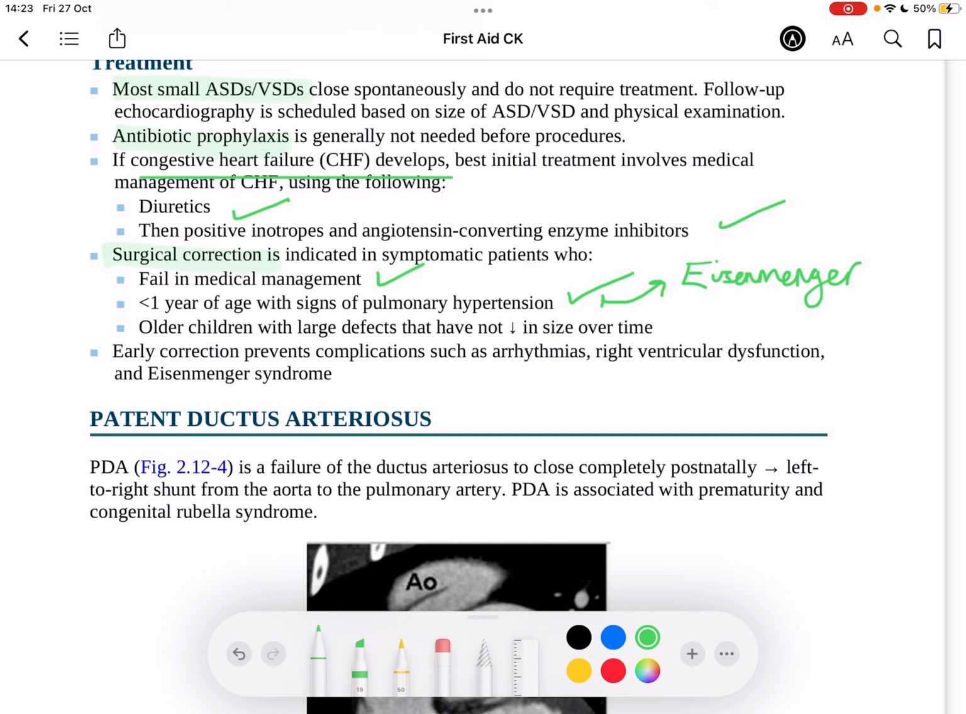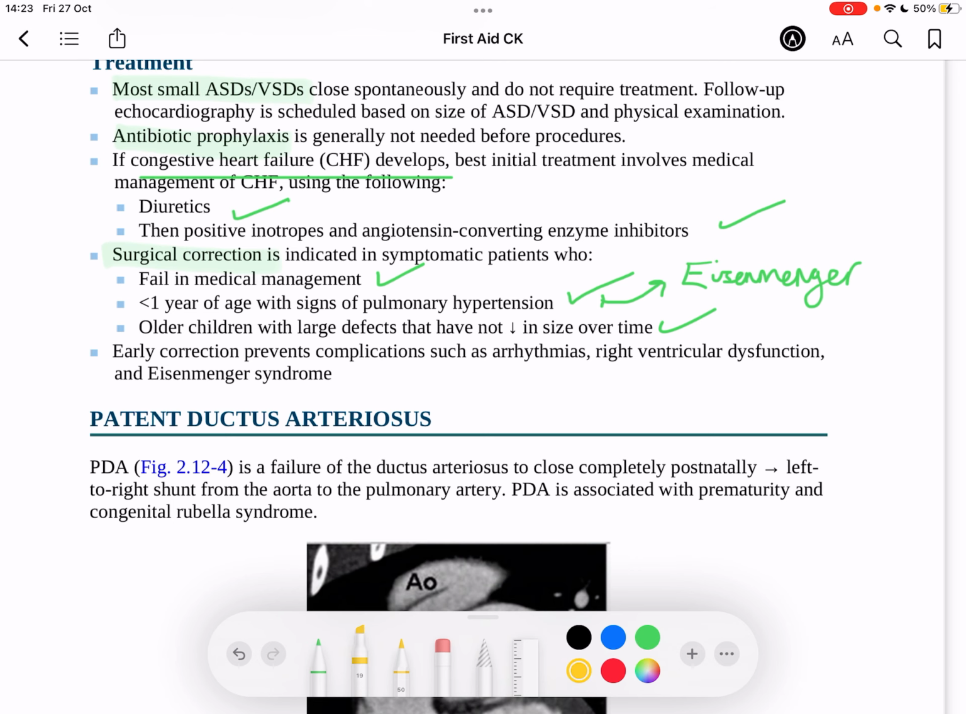So any child who is less than 1 year old who has signs of pulmonary hypertension, that's an indication as well. And older children with a very large defect that hasn't decreased over time. These are the kinds of patients who are indicated for surgery. Early correction will prevent complications such as arrhythmias, right ventricular dysfunction, and Eisenmenger syndrome. Okay, so early intervention and monitoring of the patient's condition is key here.